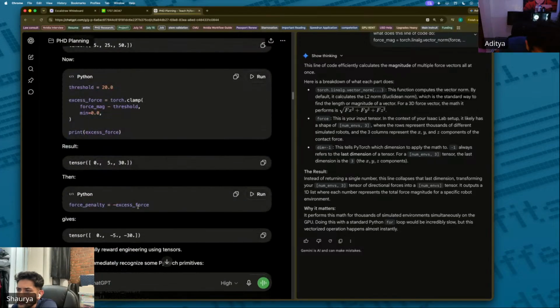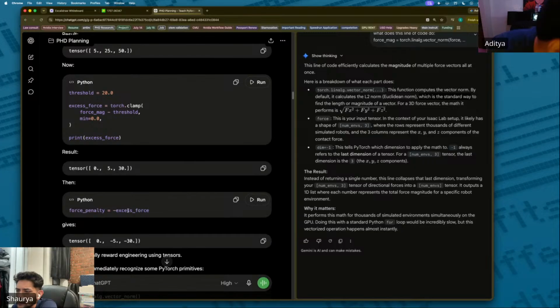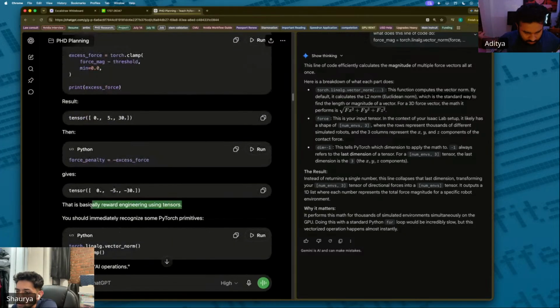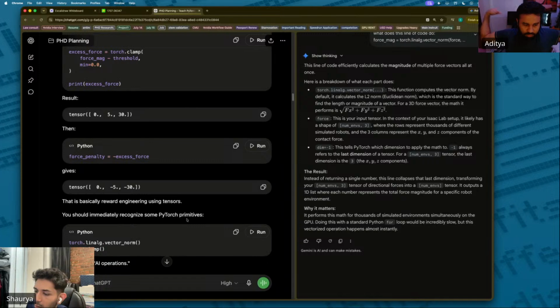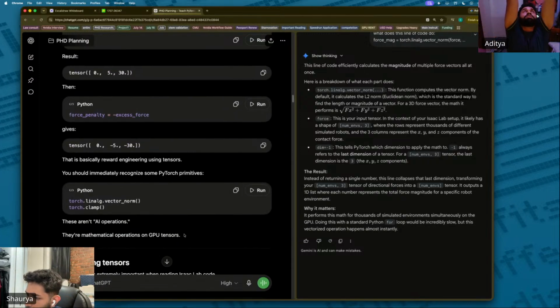And force penalty is equal to minus excess force. So force penalty would be minus. Okay, okay. That is basically reward engineering using tensors. You should immediately recognize some PyTorch primitives. These aren't AI operations, they are mathematical operations on GPU tensors.